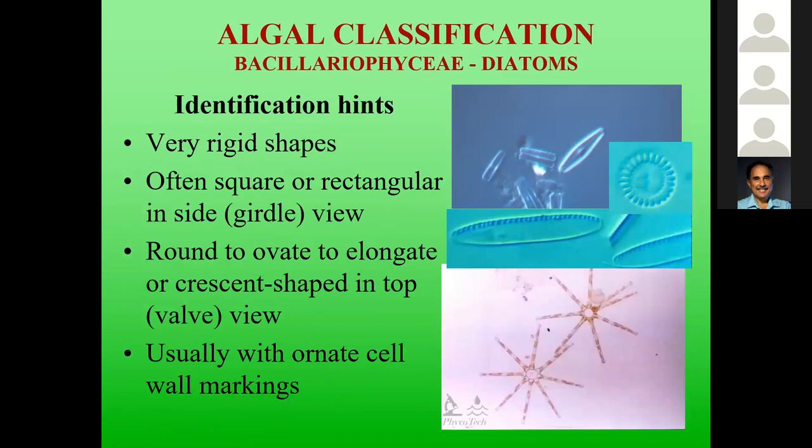Okay, rigid shapes. These are not amorphous by any means. They're usually square, rectangular in some view, a side view. So you often need to see the valve view to really get the shape and figure out what they are. They can be round to ovate to elongate. They can even be crescent shaped in that valve view. And they usually have very ornate cell wall markings, which if you get the right optics, you can see. And these are the most beautiful dead algae.